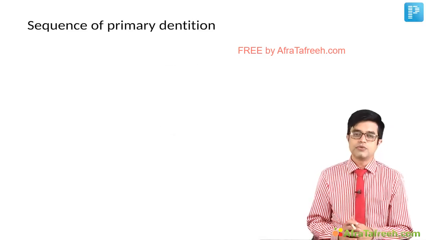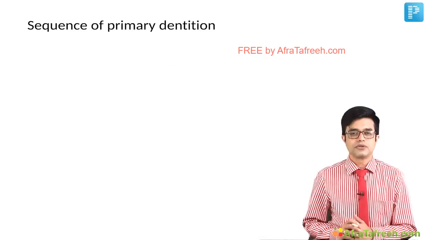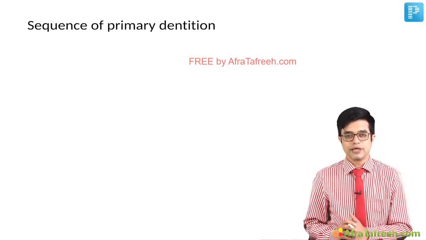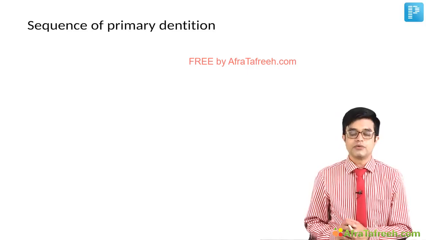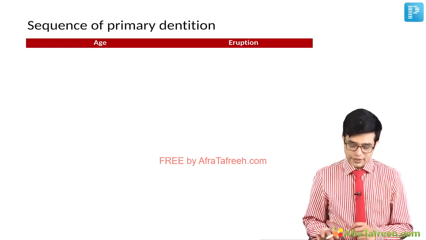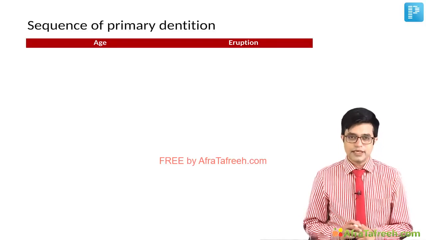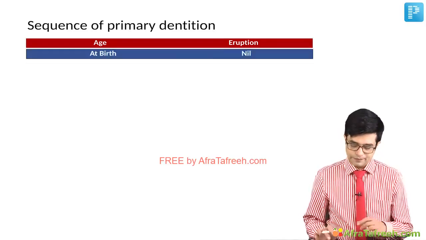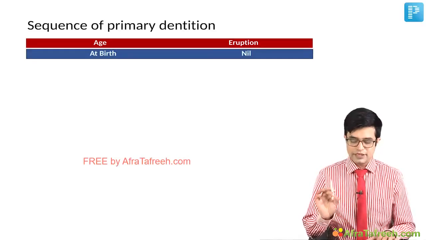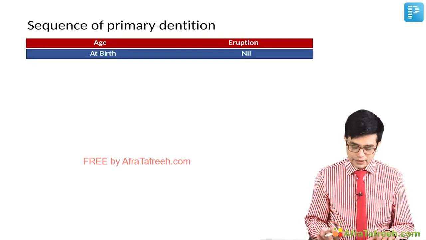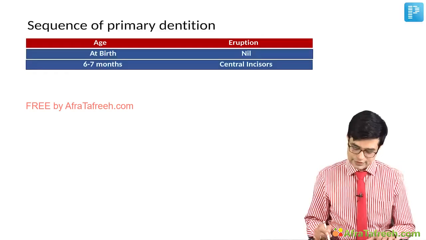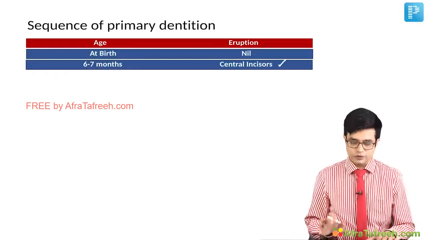Next, we have the sequence of primary dentition, which is the first tooth to appear, which is the next tooth to appear, and so on. You may get one-liners based upon this, or you may get questions where they ask you what is the exact sequence. So on one side we have the age, and on the other side we have the tooth getting erupted. At birth, no primary dentition, no teeth are present. At 6 to 7 months, the first teeth to erupt are the central incisors, which I have already told you.